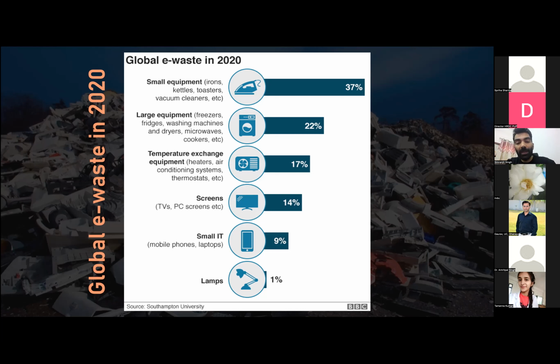So large equipment forms the second one, and this large equipment is not even considered as an e-waste in USA. You look at the context, 22% globally being generated, and they're not even considered as e-waste in the US and Canada.